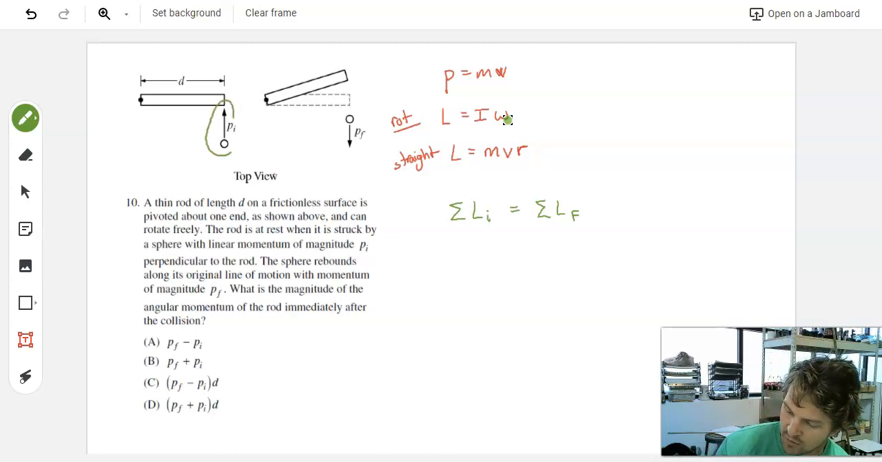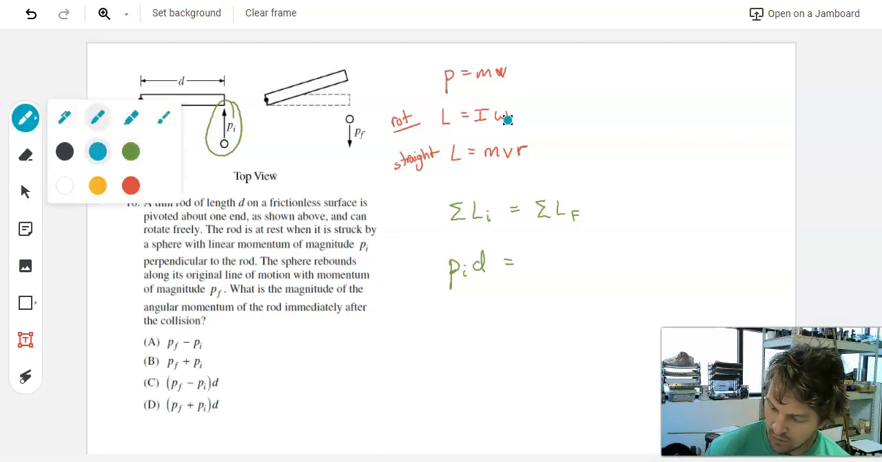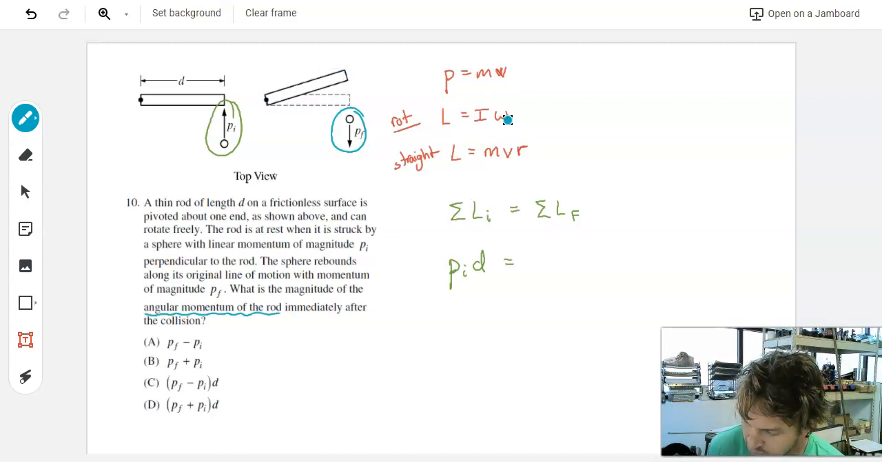Initially, only this ball is moving, so that's mvd. Actually, they tell us what the momentum is, just p. So momentum of the ball times the distance from the axis of rotation, d, equals. Here now, after the bounce, there's two things moving. There's the ball, and the rod is rotating, right? And that's what we're trying to calculate. We're trying to find what is the angular momentum of the rod.